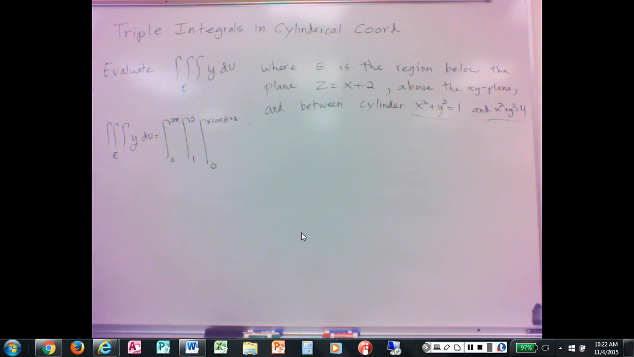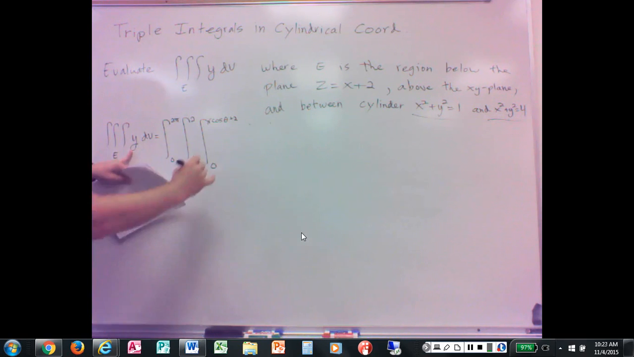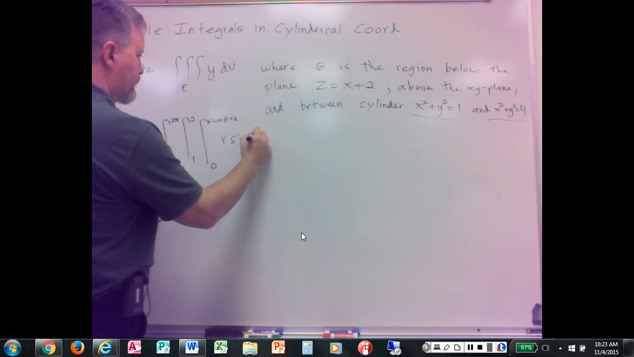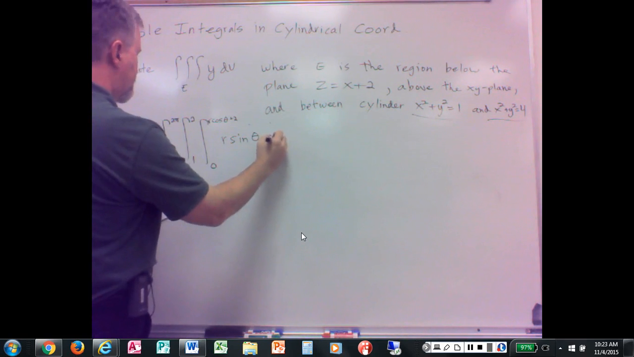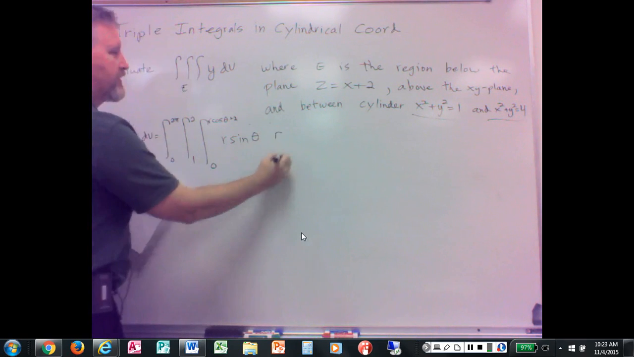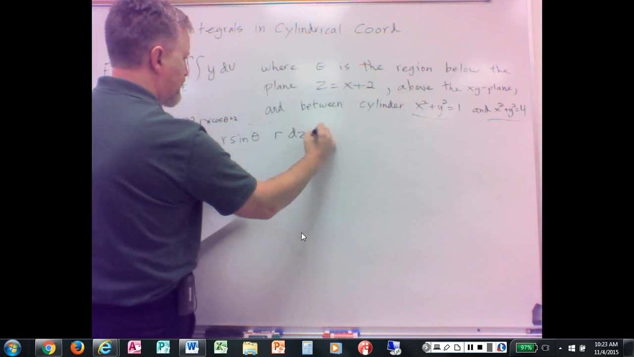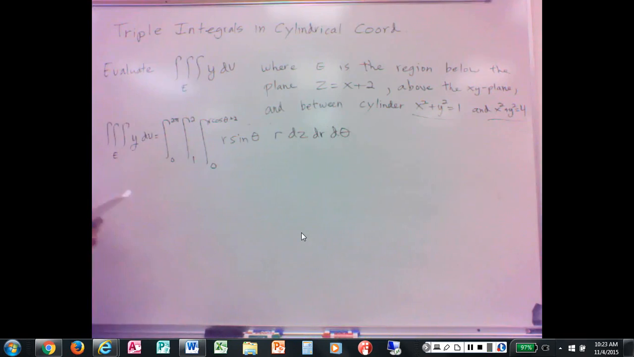All right, now we need to rewrite our function in terms of cylindrical coordinates. So y would just be r sine theta. And then the dV, don't forget your extra r, and then we're doing dz, dr, d theta. It's the usual way, because like I said, sometimes the r depends on the theta, so that's why we usually choose to do the r. In this case, I don't think it would matter, right?